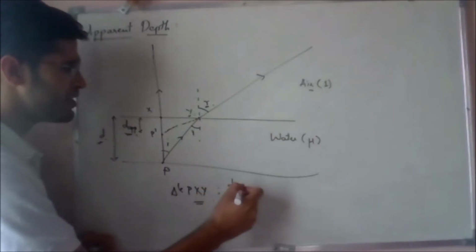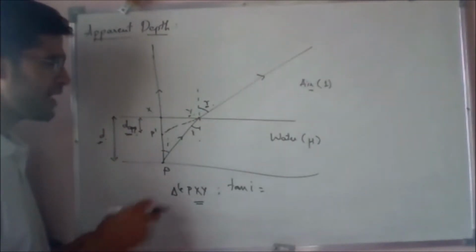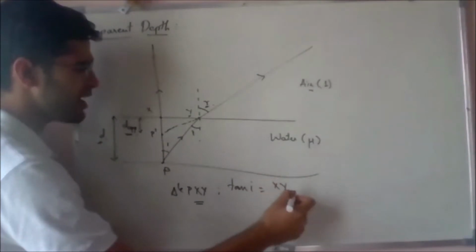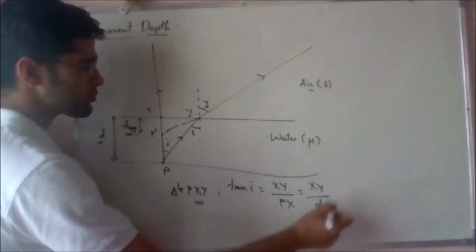So what is tan I in this right angle triangle? Your tan I will be equal to opposite divided by adjacent. So tan I will be equal to XY divided by PX. That will be equal to XY divided by D, right?